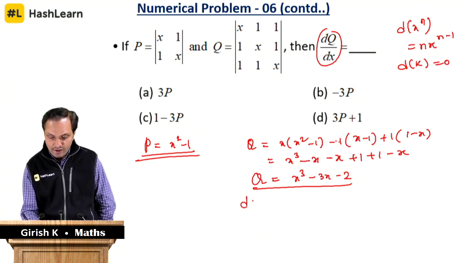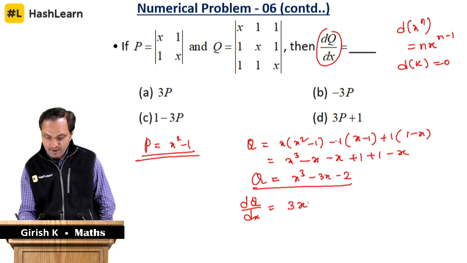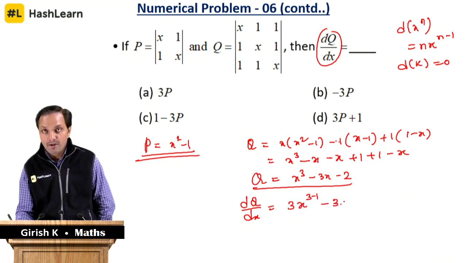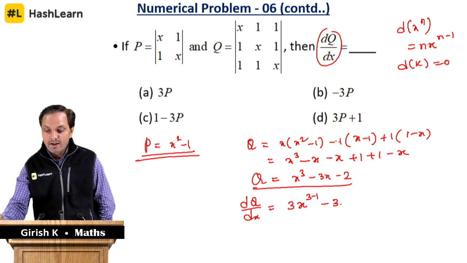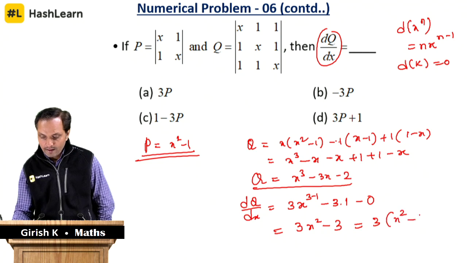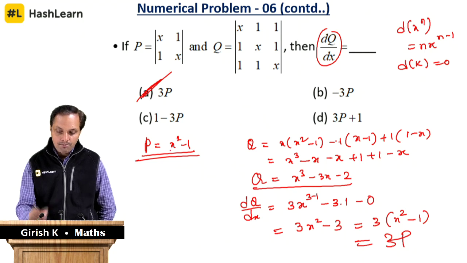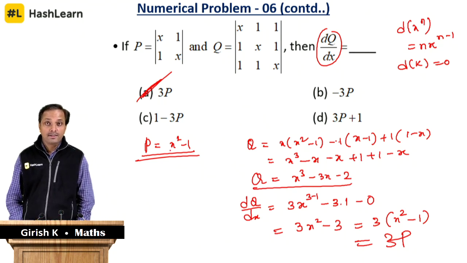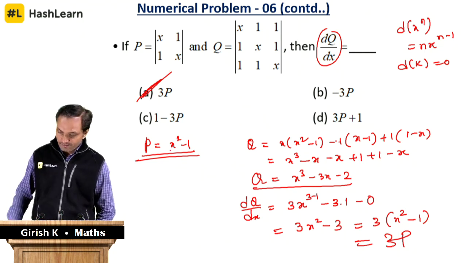So you can apply: dQ by dx is the differentiation of x cube, which is 3 into x to the power 3 minus 1, minus 3 into the differentiation of x power 1, which is 1 into x power 1 minus 1, that is 0. That will give you 1, and this is 0. So you will have 3x square minus 3, or you can write it as 3 into x square minus 1, which is 3 times P, because we have got P as x square minus 1.